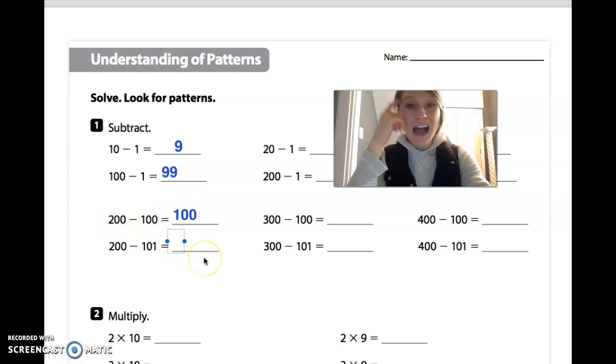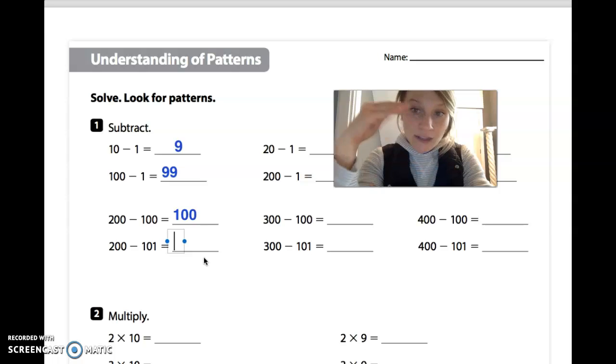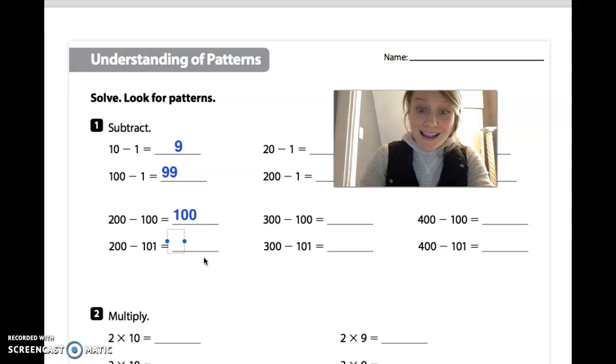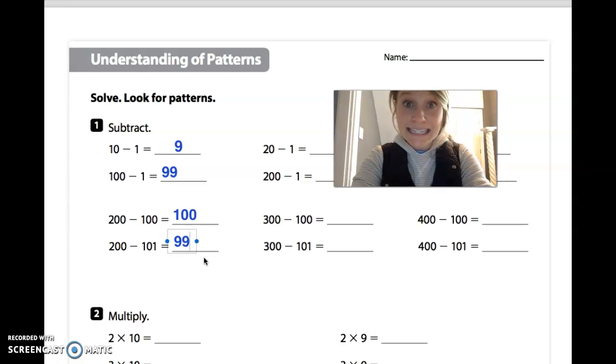Now, if I know that 200 minus 100 is 100, go down 1 more. So you're at the number 100. Go down 1 more step. 100. What am I at? I'm at 99. Okay, because 99 plus 101 equals 200. So I want you to see if you can finish solving these.